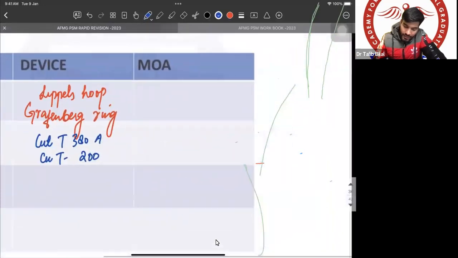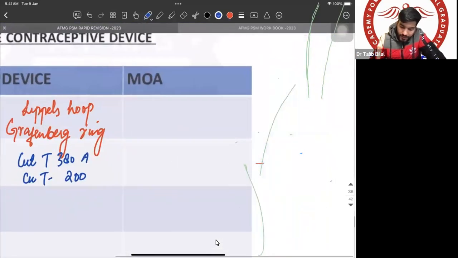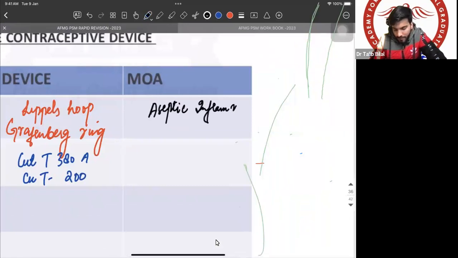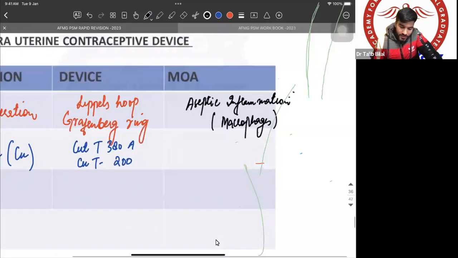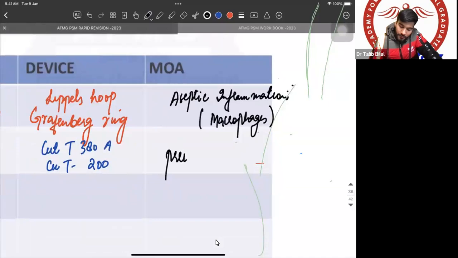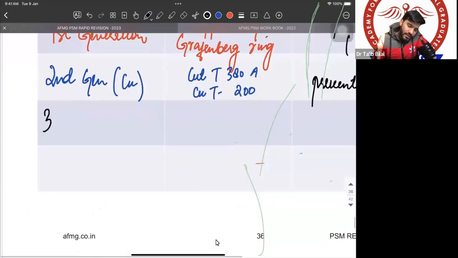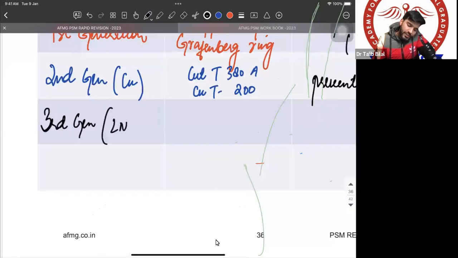And what is the mechanism of action, guys? Mechanism of action of first generation: there is aseptic inflammation, and macrophages will eat these sperms by phagocytosis. But first generation are not used now, it's very old, guys. Then second generation, copper containing, will prevent fertilization. Then third generation IUCDs are hormonal IUCDs containing LNG.